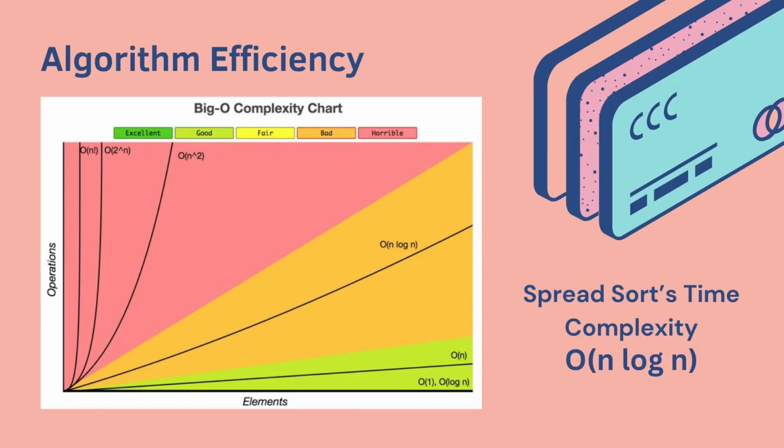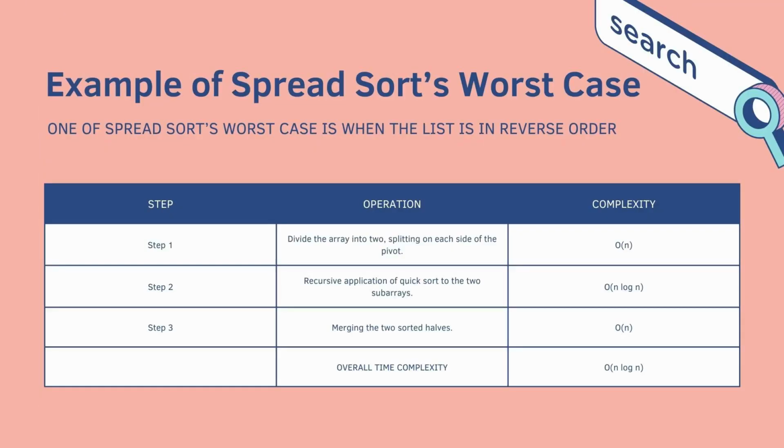SpreadSort has a time complexity comparable to merge sort, which is likewise O(n log n). SpreadSort, on the other hand, is typically more practical than merge sort because it does not require any more memory. Here is an example of SpreadSort's worst case, where the list is in reverse order.